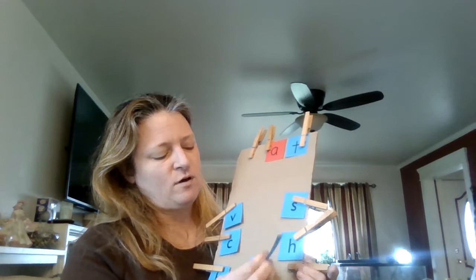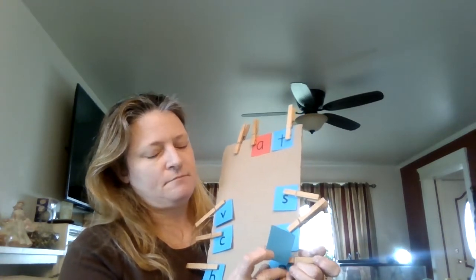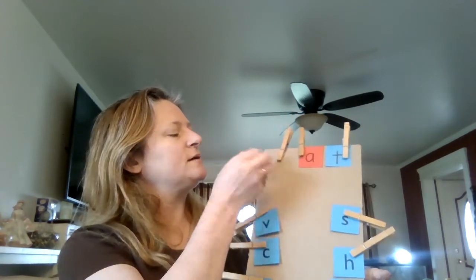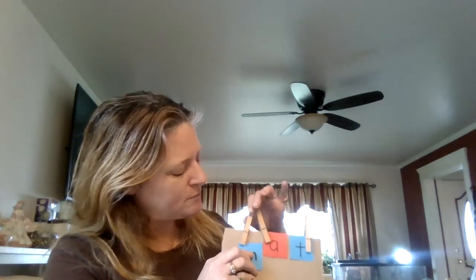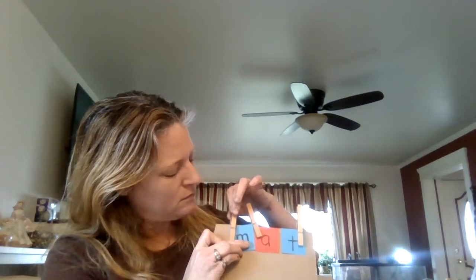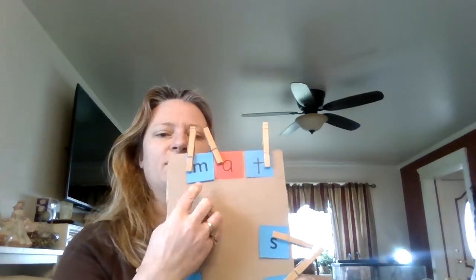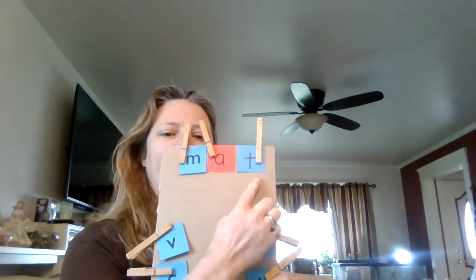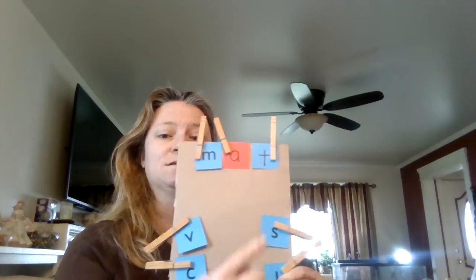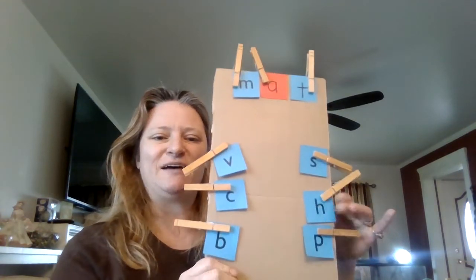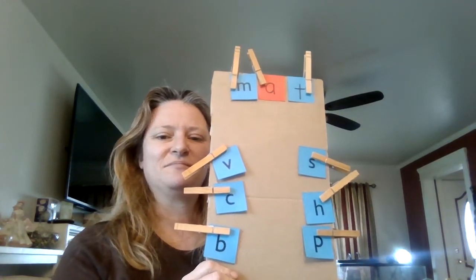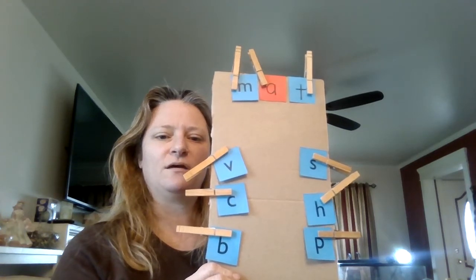Take my M off. I'll put my P back. I'm getting a little bit better at this. Let's put our M up top. Let's run our finger underneath and make sure we did it correctly. M, at. Matt. Did you get it? Good job. What other word can we make?